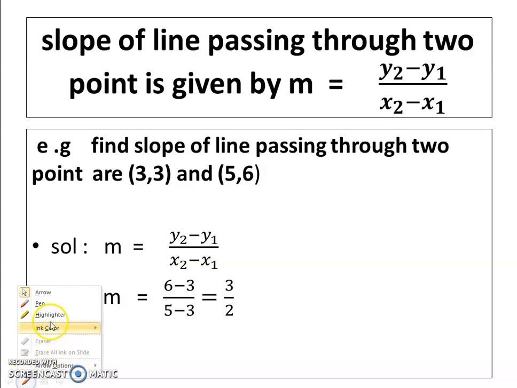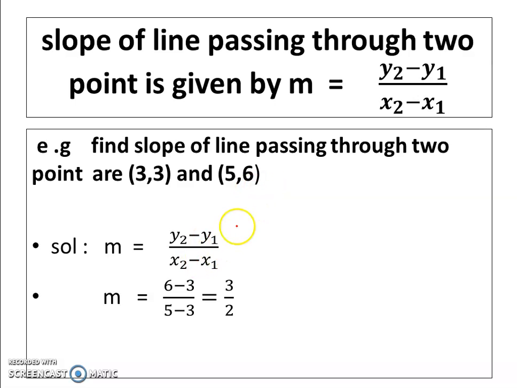So let us take a revision for your homework question. The slope of a line passing through 2 points is given by m is equal to y2 minus y1 upon x2 minus x1. Given example: find the slope of the line passing through the 2 points 3, 3 and 5, 6. Our formula m is equal to y2 minus y1 upon x2 minus x1. Be careful, both the points have positive signs. It does not matter about negative or positive. Here x1 is 3, y1 is 3, x2 is 5, y2 is 6.